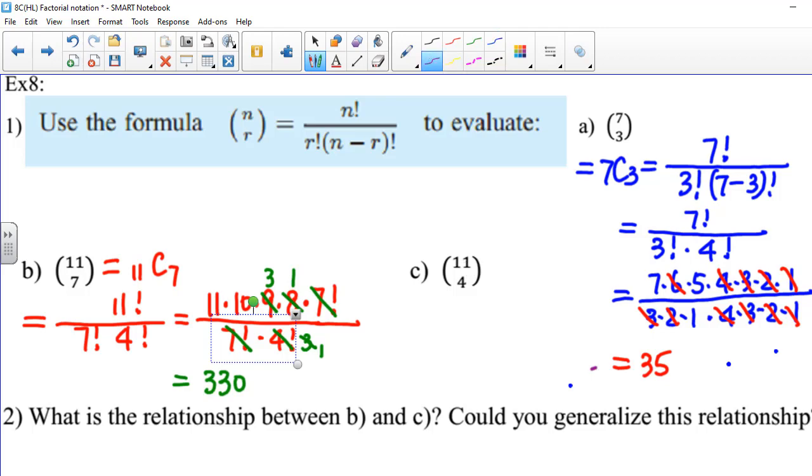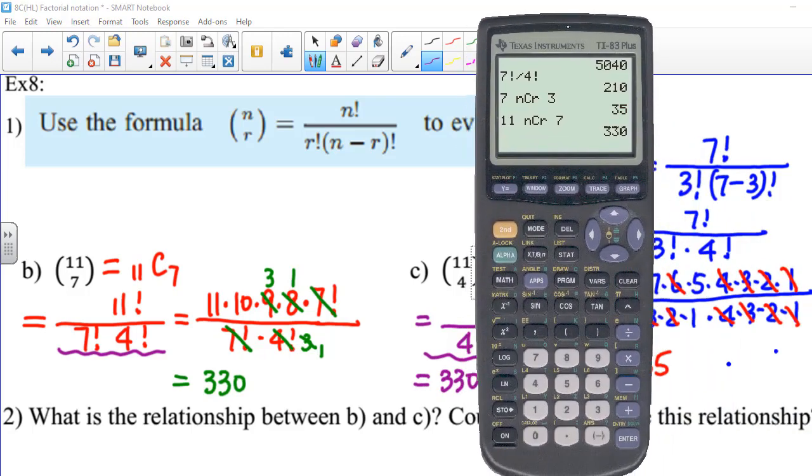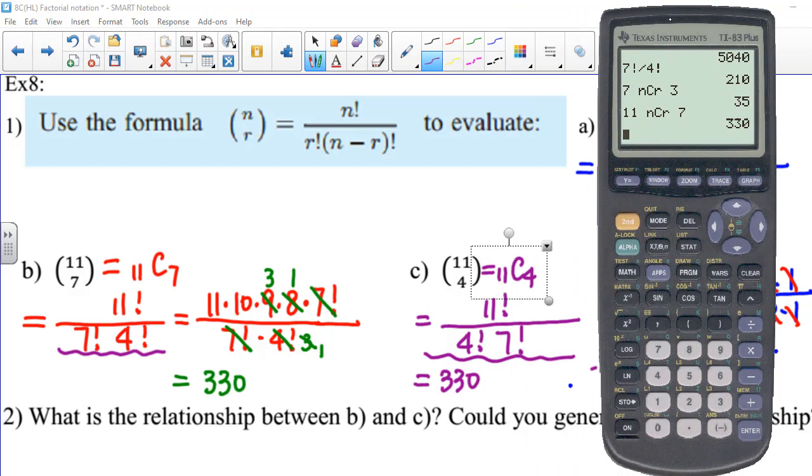The same calculation process can be applied to calculate 11C4. It's 11 factorial divided by 4 factorial times 7 factorial. If you compare this factorial notation with 11C7, you will find these two fractions are exactly the same. This answer must be 330 as well. We can use the graphing calculator to justify this conclusion. 11, math, probability, function 3, 4, 330 again.